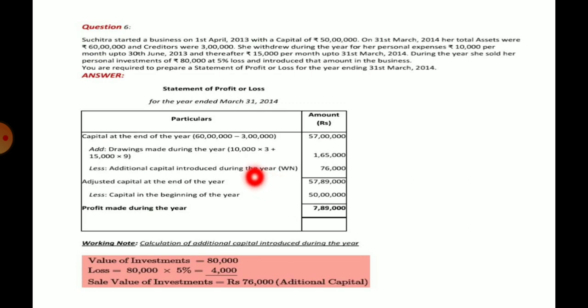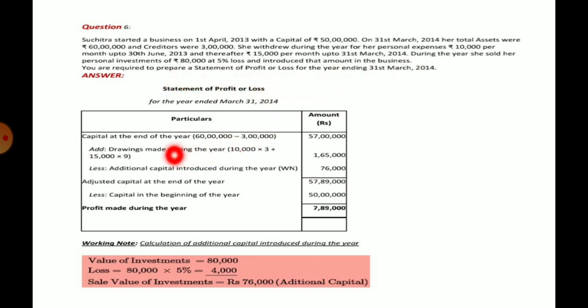Okay. So Chitra started business on 1st April 2013 with a capital of 50,000, no, 50 lakh. On 31st March 2014, her total assets were 60 lakh and the creditors were 3 lakh. She withdrew during the year for her personal expenses 10,000 per month up to 30th June 2013, thereafter 15,000 per month up to 31st March 2014. During the year she sold her personal investment of 80,000 at a 5% loss and put the amount in the business. We have to prepare the statement of profit and loss during the year.